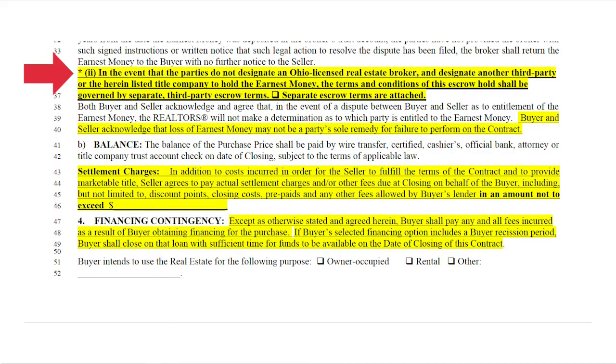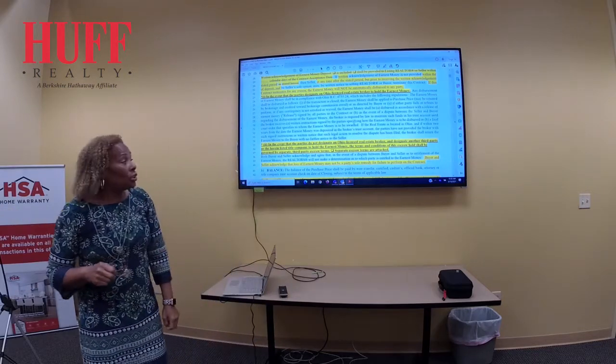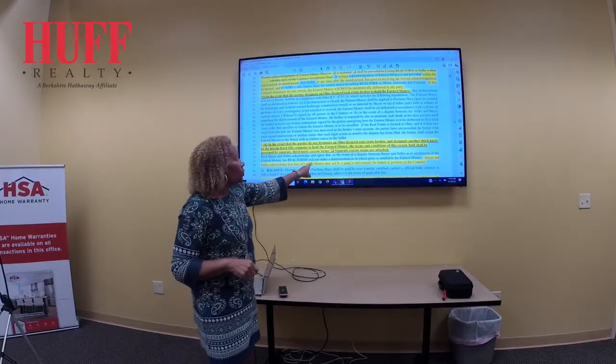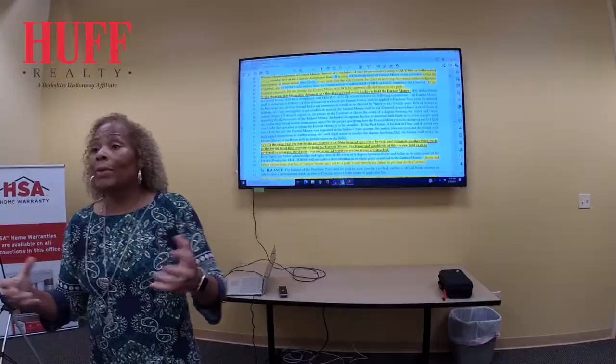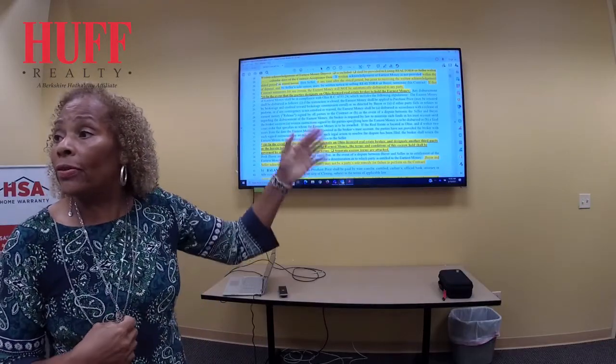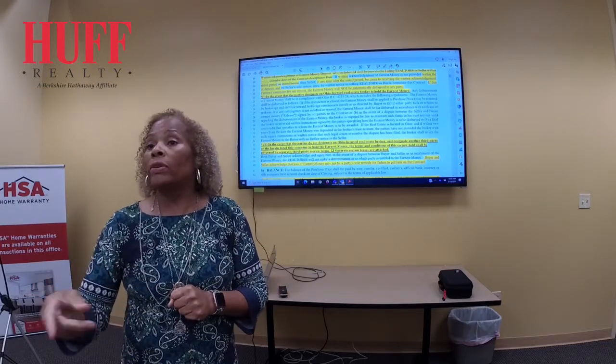Basically, in the event that the parties do not designate an Ohio real estate broker and they designate another third party, or here, a listed title company, the terms and conditions of this escrow hold shall be governed by separate third-party escrow terms. So that's that agreement. Try to get an agreement in writing. It almost says that you should have it, and then they have this box where it says separate escrow terms are attached. Keeping in mind the parties get to make their own agreement. This is a template form that you can complete, but they might not like this, and they may say something else, so you've got to be prepared for that.